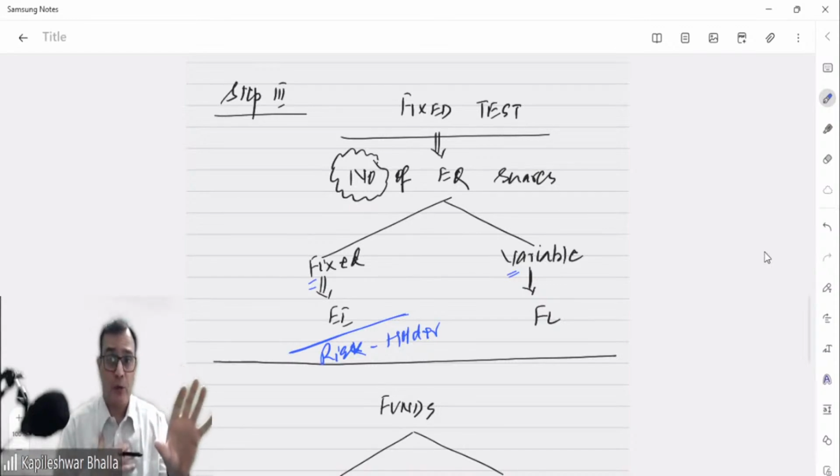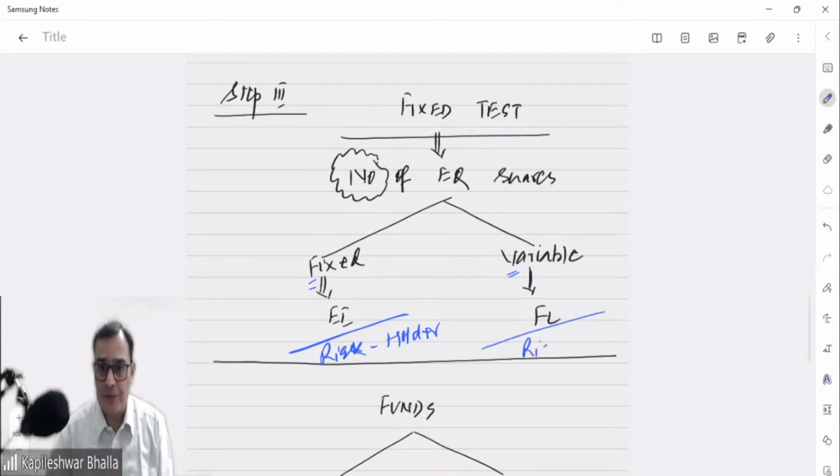If the share price goes down, I'll give you more shares. If the share price goes up, I'll give you fewer shares. But I will give you as many shares so that the contractual obligation is discharged at my end. So who is indirectly taking the risk? The risk in this case is again being taken by the issuer.